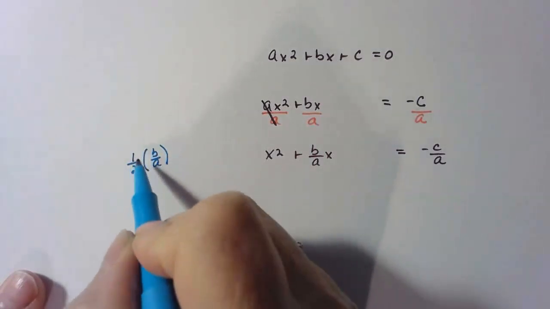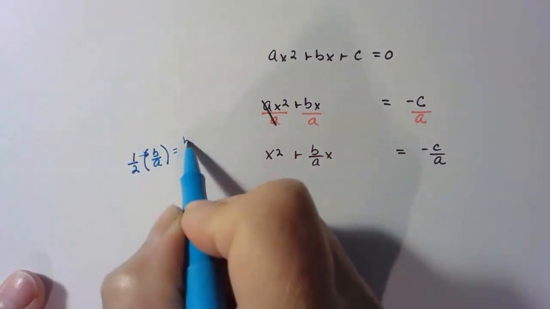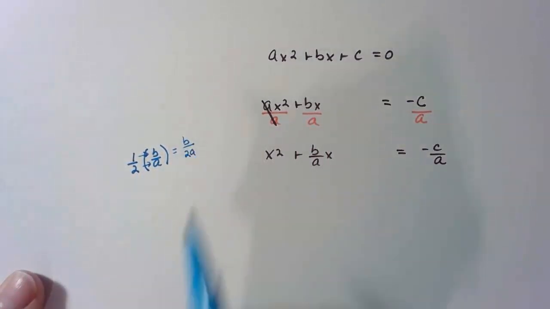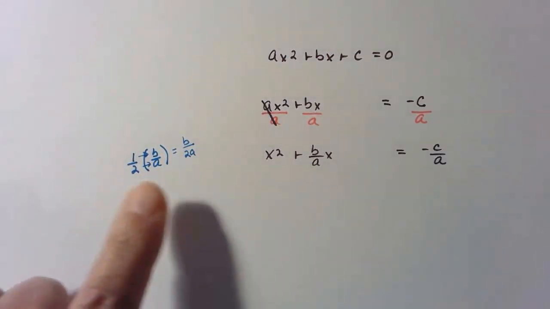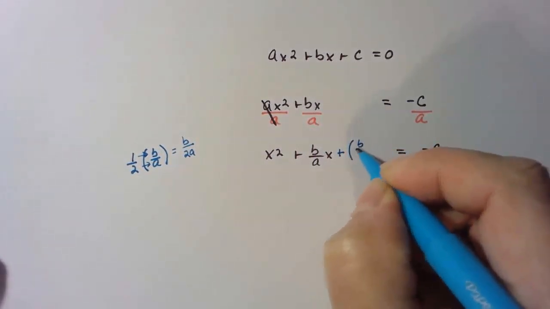And remember, when you're multiplying fractions, you multiply straight across in the numerator. So 1 times b is b. And straight across in the denominator, so 2 times a is 2a. So what I know is that half of my linear term is b over 2a. And I need to square that and add it to both sides.